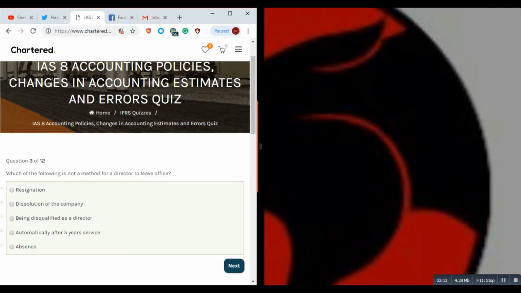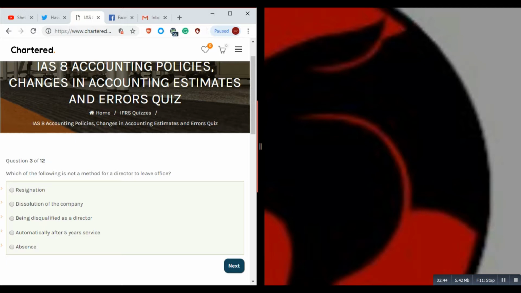Which of the following is not a method for a director to leave office? Resignation, dissolution of the company, being disqualified as a director, automatically after 5 years service. If resignation is given, that is a method to leave the office. Dissolution of the company will certainly leave the director without any title, and being disqualified as a director, obviously, by a majority of the board members.